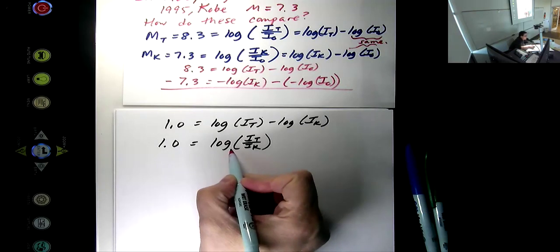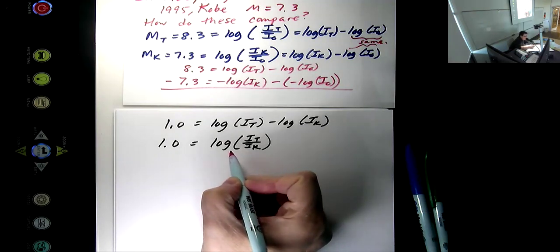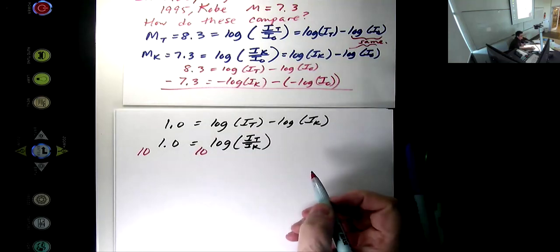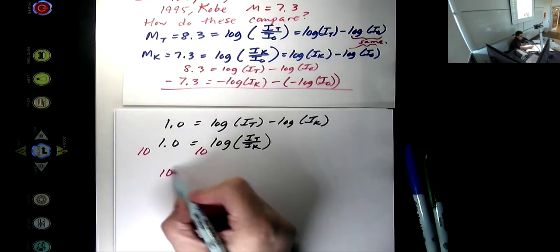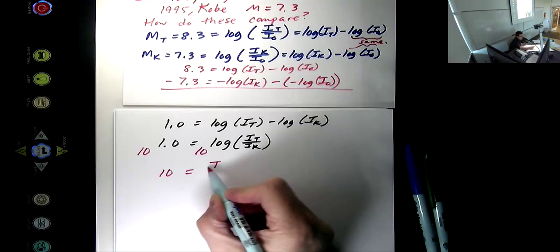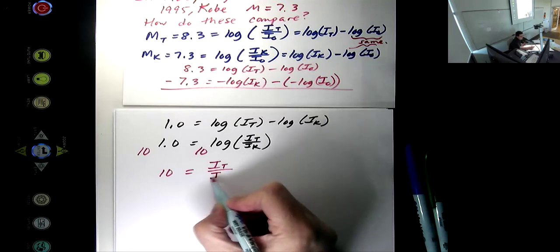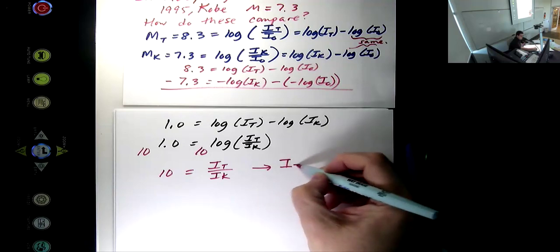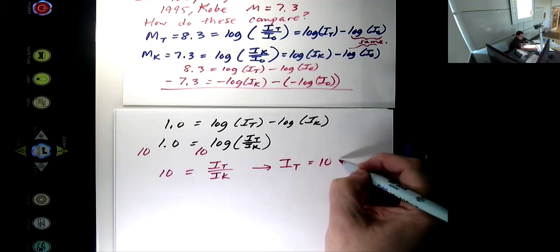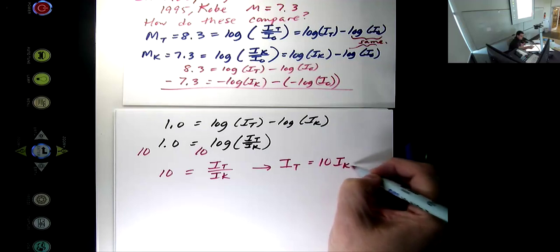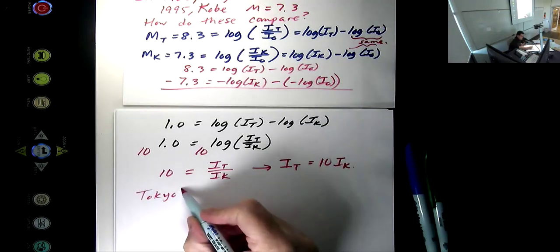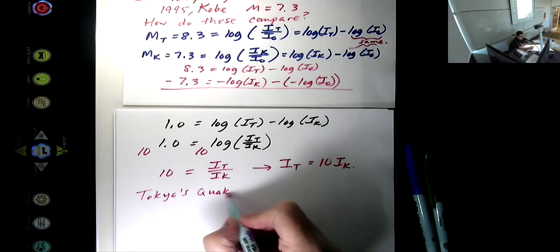This is log base what? 10. So we're gonna treat both sides as exponents for 10. And I get 10 equals IT over IK. So if I clear fractions, IT equals 10 IK. Tokyo's quake was 10 times stronger.